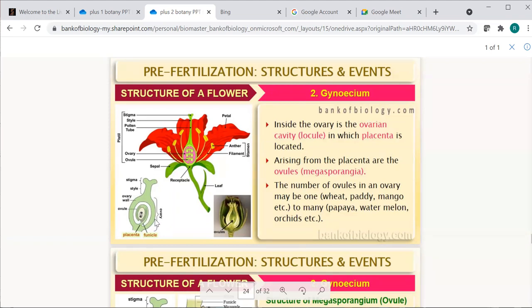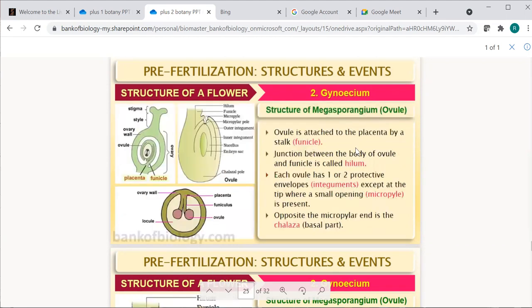The number of ovules in an ovary may be one or many. Those with one are wheat, paddy, mango, etc. Those with many ovules in an ovary include papaya, watermelon, orchids, etc. And what did we say just now? Locule, then the placenta inside the locule, then the ovule inside, and the ovule is attached just like that.